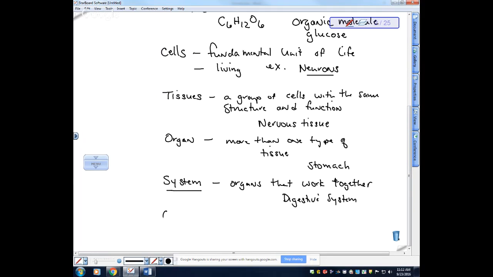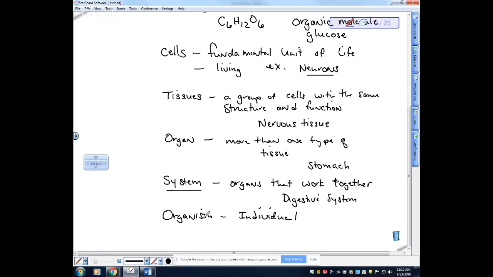But then we have, finally, the organism, right? So this is the individual. That would be how all the systems interact in order to allow us to survive, to get nutrients, to get rid of waste, and then to also grow, develop, and potentially reproduce, and then potentially die. And so that would be at the organism level.